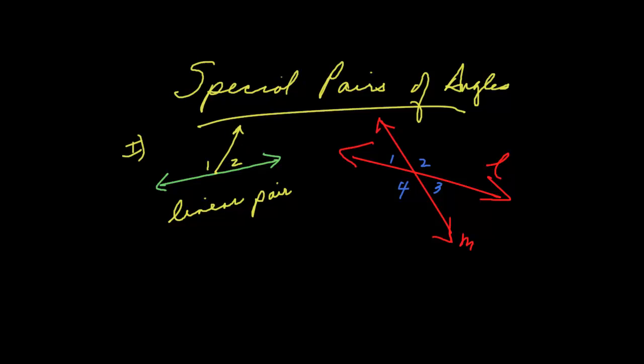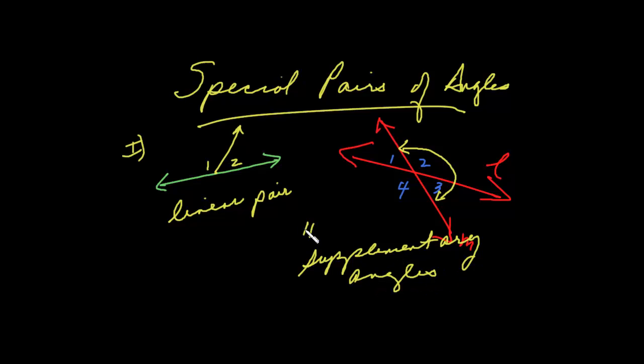Whatever linear pair you pick, let's just take these two angles here that are next to each other. So these two angles would make up the line M. They total 180 degrees, and those two angles would be supplementary. So we talked about supplementary angles. And that was the second set of special pairs, the supplementary angles.